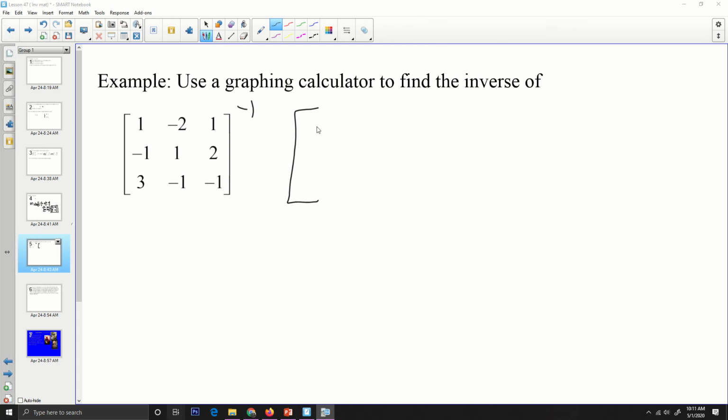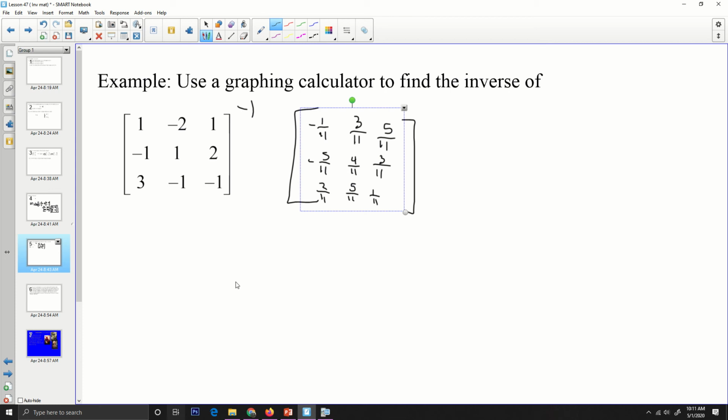It is -1 over 3 over 11, 5 over 11, -5 over 11, 4 over 11, 3 over 11, 2 over 11, 5 over 11, and then 1 over 11. It's not the neatest one of all time, but there you go.